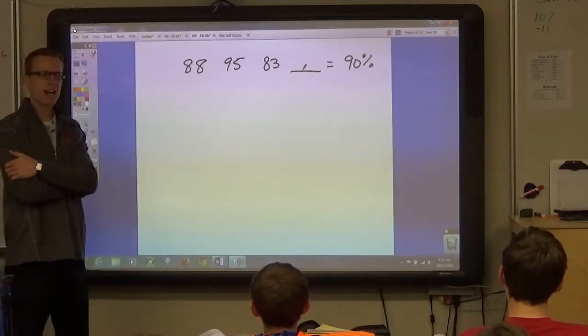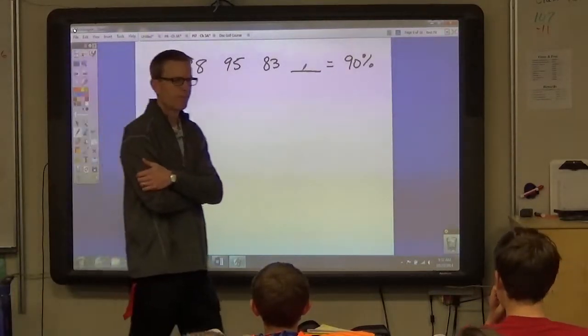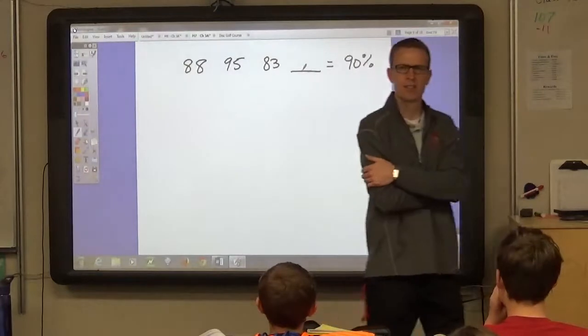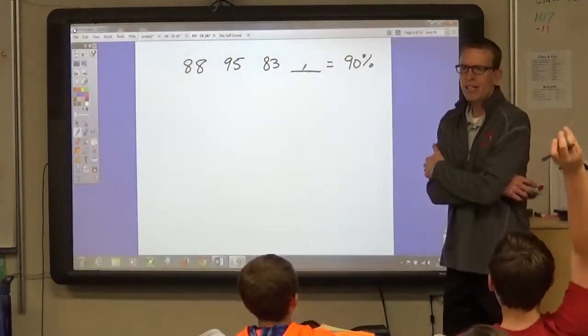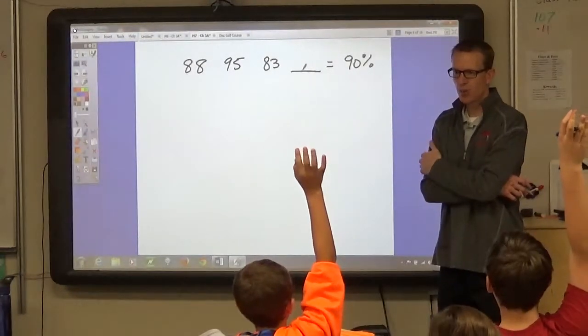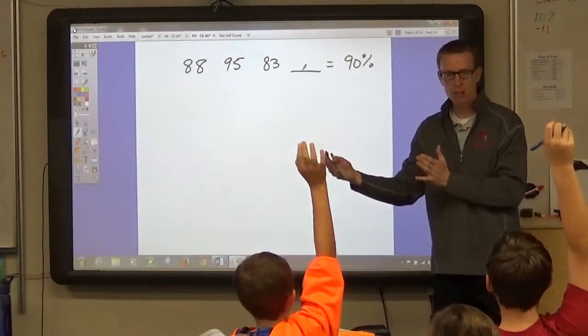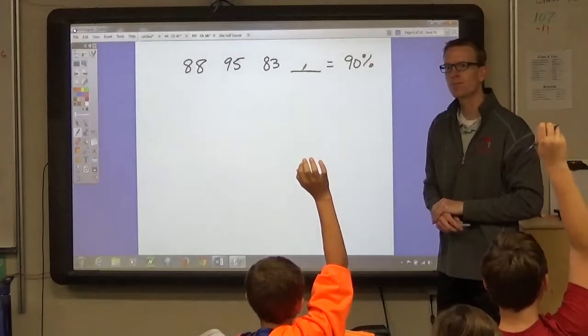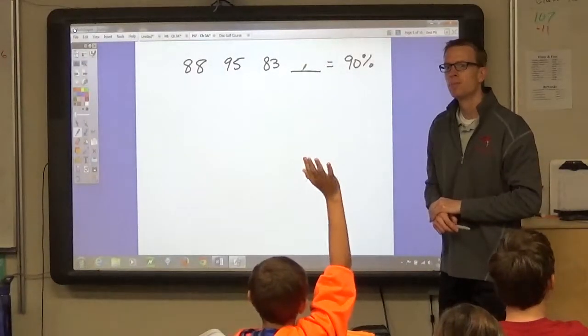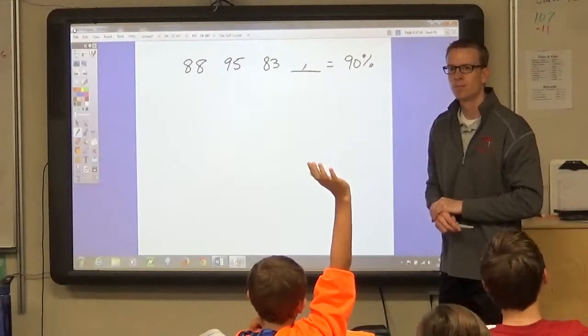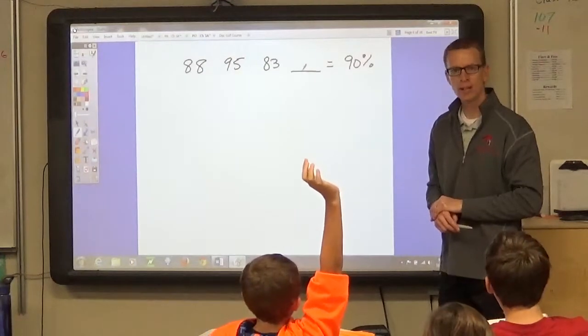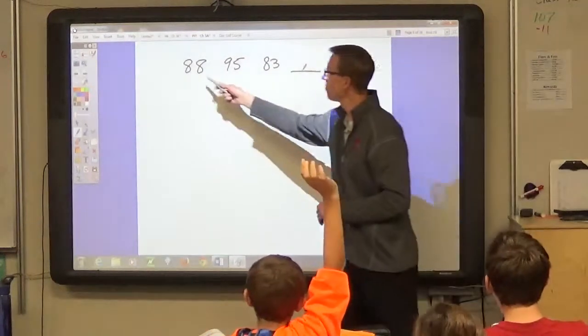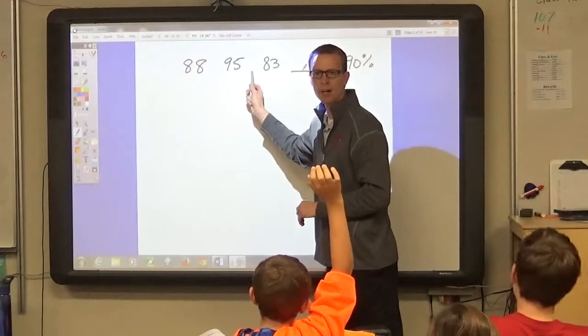How would you find that answer? What do you think you need to get on that last test in order to get to an average of 90%, so you get a B+? Kira. Well, I don't know the answer, but maybe you would do the mean and then subtract that from 90 and whatever is left. Okay. To get the mean of these, that might help you.